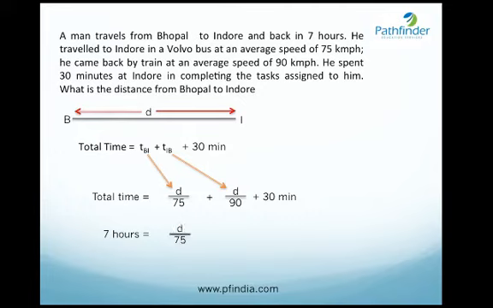So you rewrite the equation. 7 hours is equal to D by 75 plus D by 90 plus 30 minutes, which can be looked at as half an hour. And if you solve the equation for D, you will get D is equal to 450 into 6.5 divided by 11, that is roughly equal to 266 kilometers.